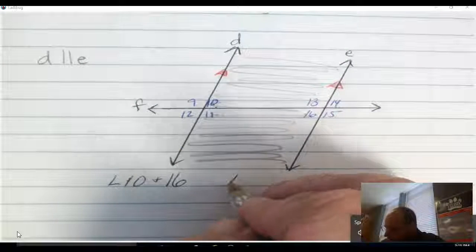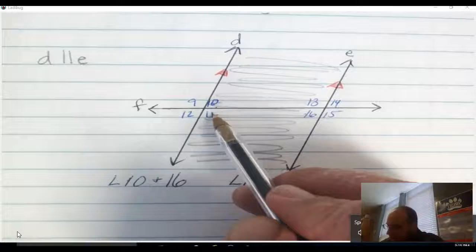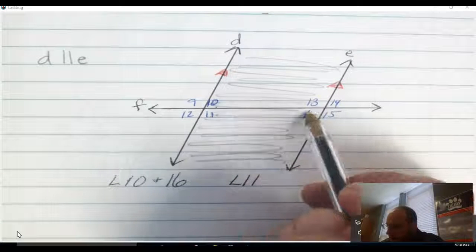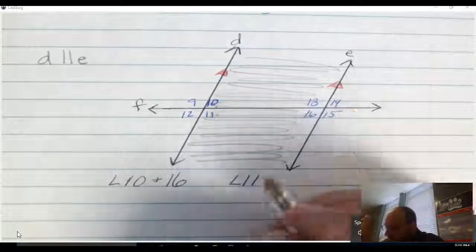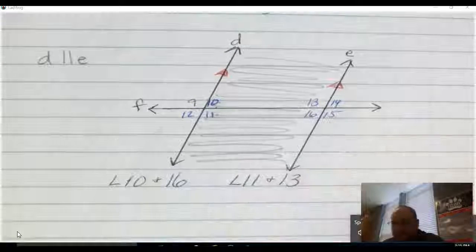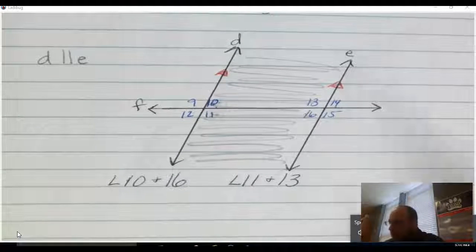So if I look at angle 11, the angle that is not adjacent to it and not on the same side of the transversal line would be angle 13. So angle 11 and angle 13 are also alternate interior angles.